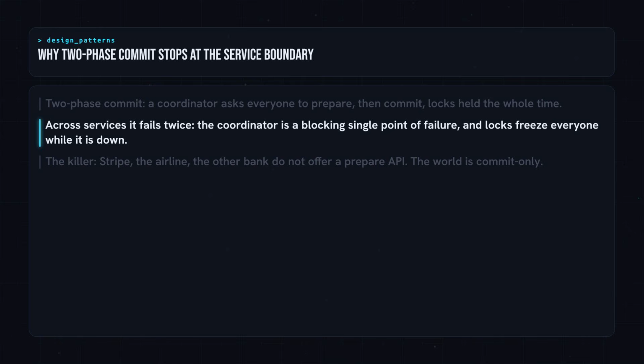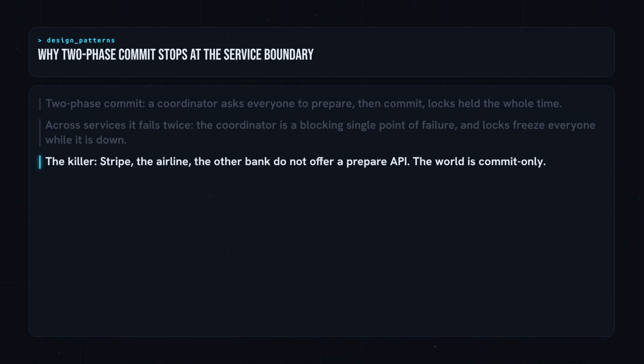Third, and this is the killer, two-phase commit requires every participant to expose a prepare, and to hold locks on demand. The payment processor does not. The airline's booking API does not. The other bank certainly does not. The interfaces of the real world are commit only: you call them, the thing happens, and the response is your receipt. No amount of protocol cleverness upstream can conjure a prepare phase out of an API that does not offer one. So atomicity, in its strict form, is simply off the menu.